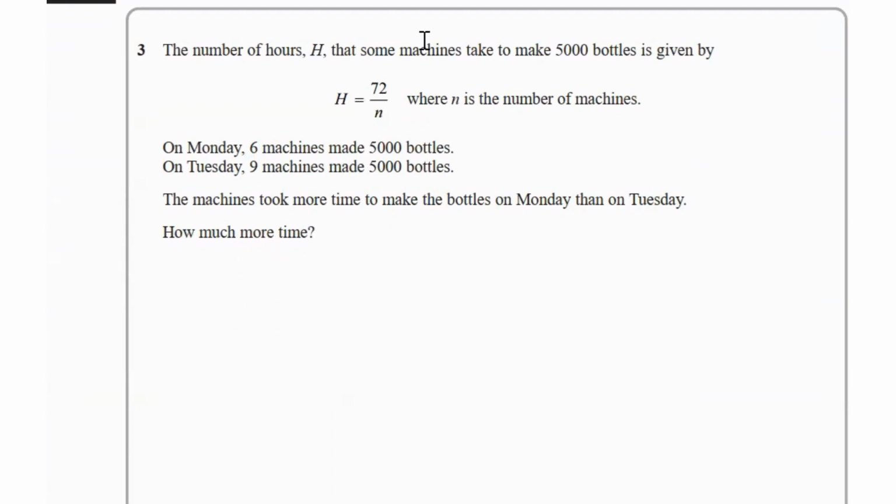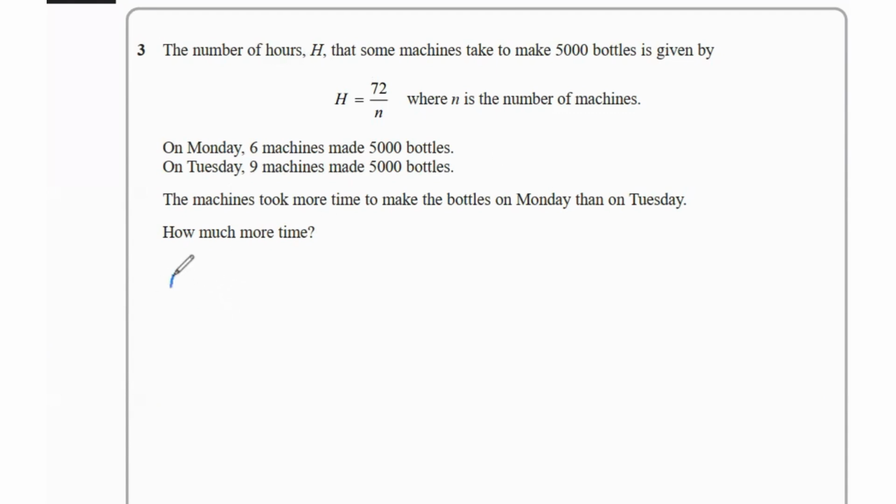Question 3 says the number of hours H that some machines take to make 5,000 bottles is given by H equals 72 divided by N, where N is the number of machines. On Monday, 6 machines made 5,000 bottles. On Tuesday, 9 machines made 5,000 bottles. The machines took more time to make the bottles on Monday than on Tuesday. How much more time? So first, we're going to find the value of H, which is the number of hours.